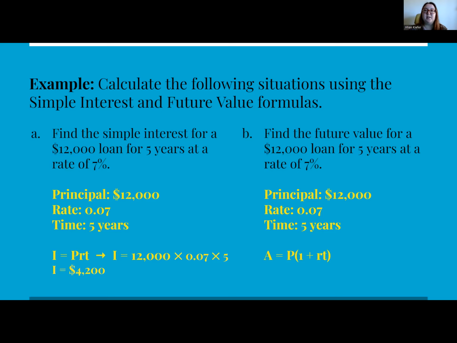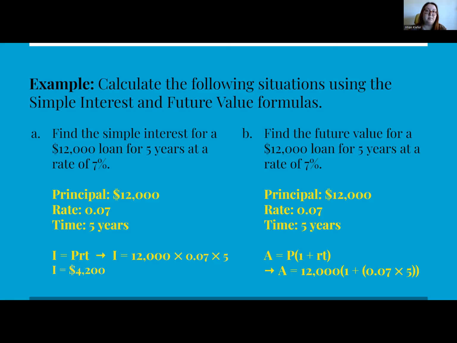Let's go ahead and use the slightly more complicated version of our equation for future value. And then once we do, we can just confirm that this is the principal plus the interest. So we'll use our more difficult equation here. We have future value is equal to the principal times 1 plus the rate times the time. We have all these values, so we'll go ahead and plug them in. We get that A, or the future value, is equal to 12,000 times 1 plus 0.07 times 5.